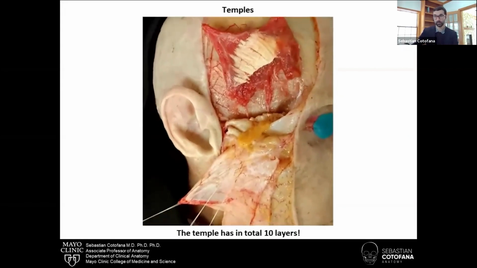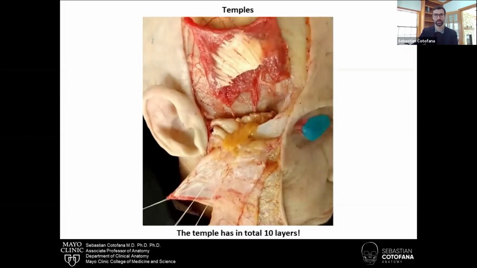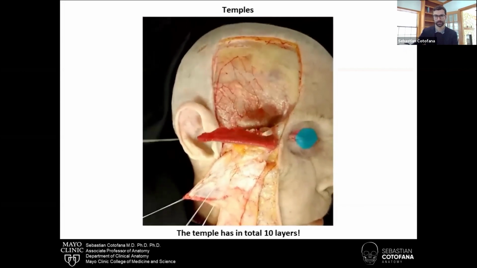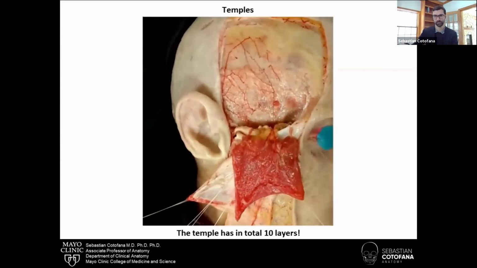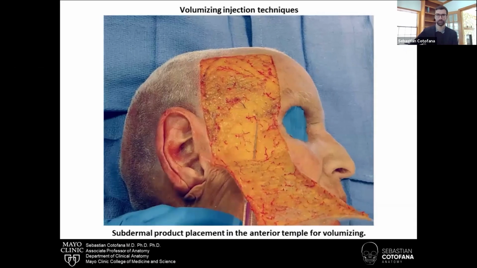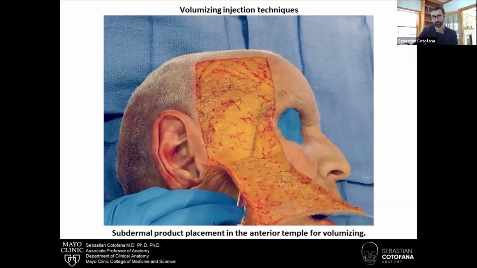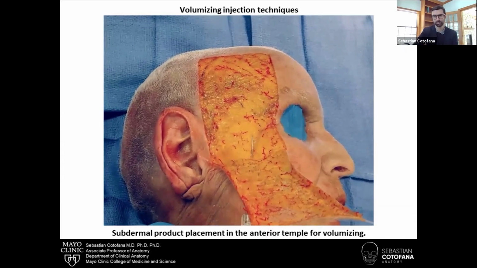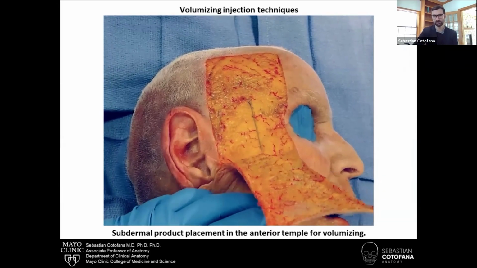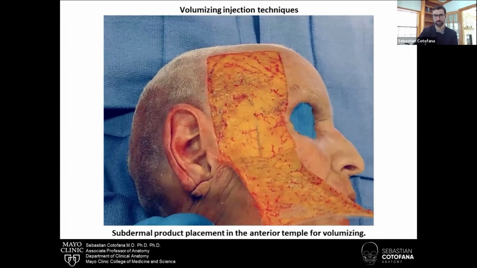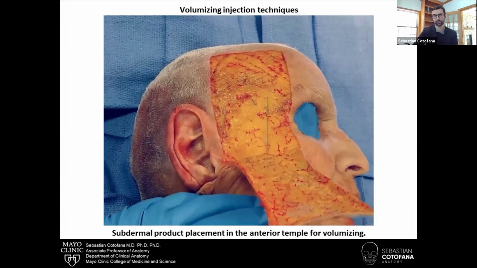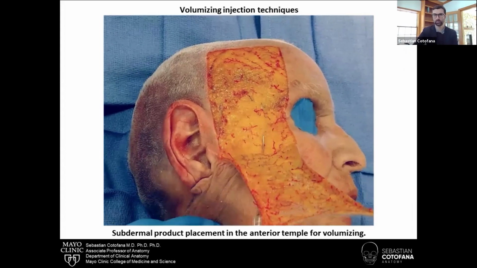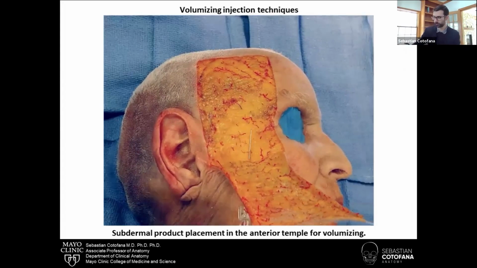So now we understand that the temple has different layers. How does it reflect clinically? I can tell you how this clinically reflects. You have different injection techniques. You have, for instance, a subdermal volumizing injection technique with a cannula. You can see that here. You inject into the temple and you position your product into this area. You can see that here very nicely. This is how you inject to volumize the anterior temple.